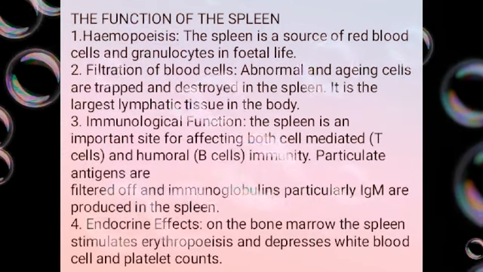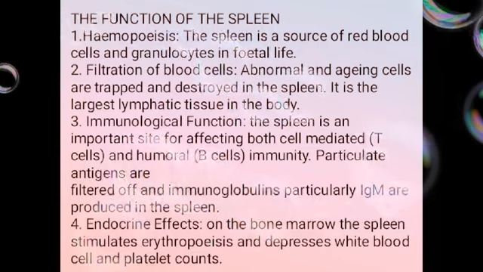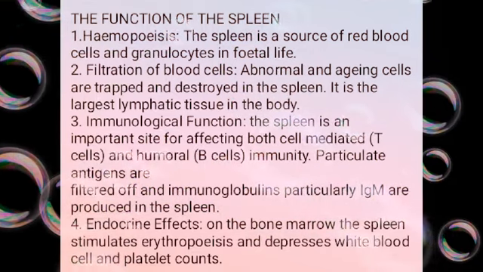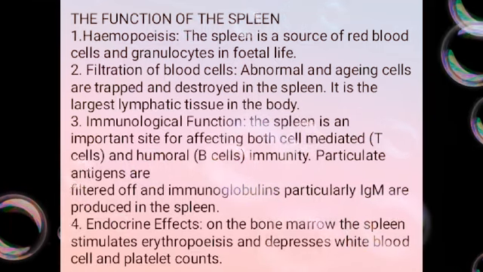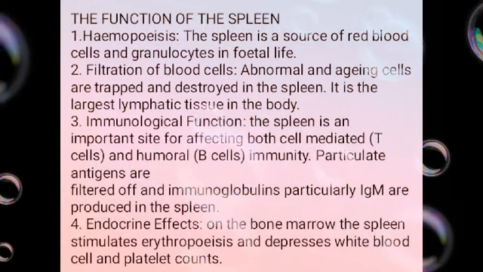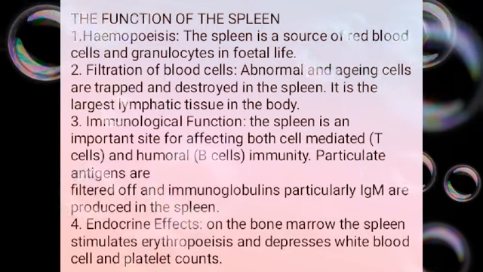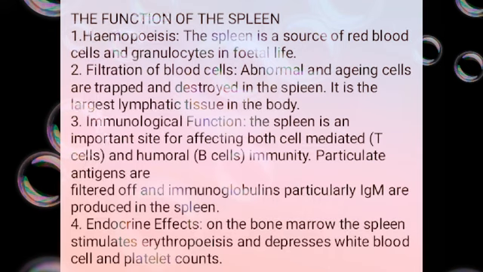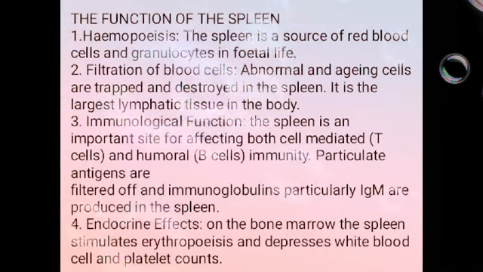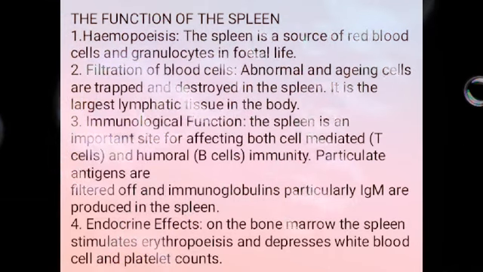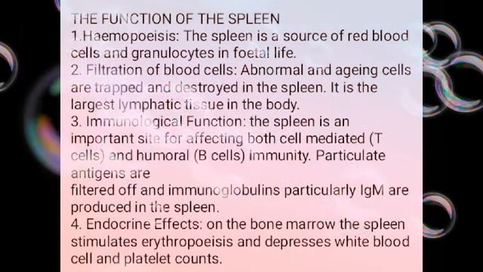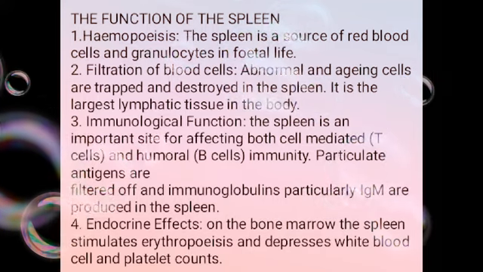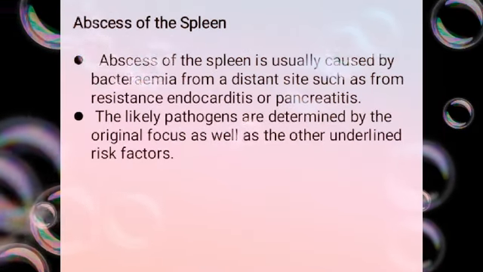And it also works in an endocrine system, where it stimulates the production of red blood cells, and it also suppresses or depresses the production of these other blood cells. But red blood cells are a very essential connective tissue which transports the hemoglobin, which carries oxygen with it, so that all the cells can be oxygenated or supplied with oxygen and other nutrients. So those are some of the functions of the spleen.